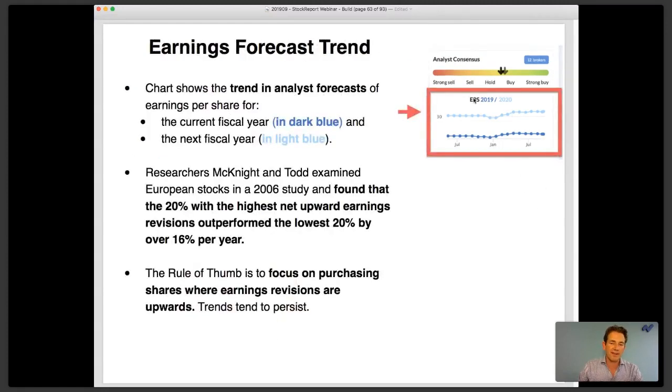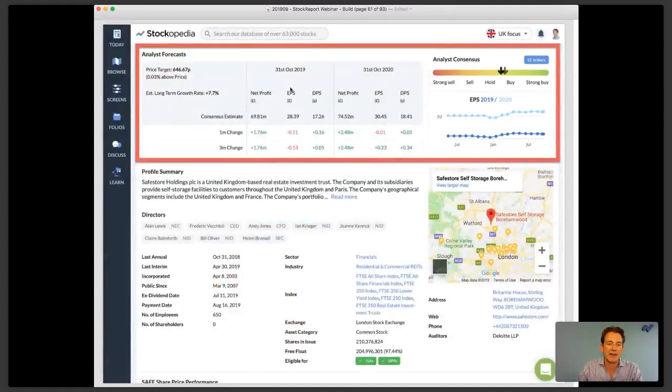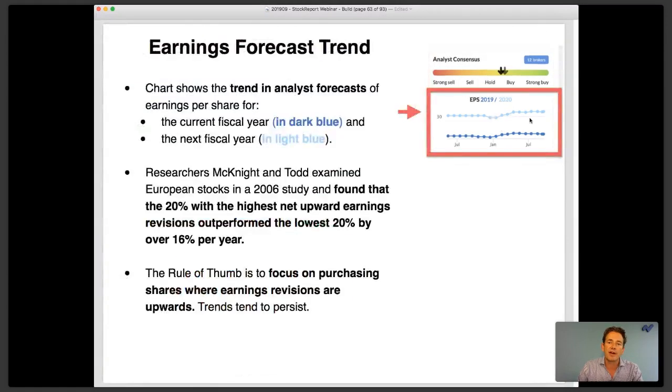But this is one of my favorite charts on the whole stock report. It shows the change in analyst forecast, or the trend in earnings per share for the current fiscal year in dark blue, and the next fiscal year in light blue, depending on what the year end is. You can get the year end date here, but if you focus on the chart, this shows you the 2019 estimates. That shows the 2020. All I will say is up and to the right is good. Down and to the right is bad. Up and to the right, a consistent trend of increased forecasts, is a very, very good sign.